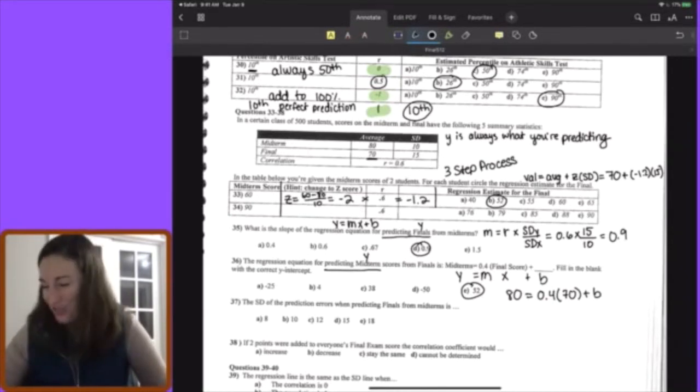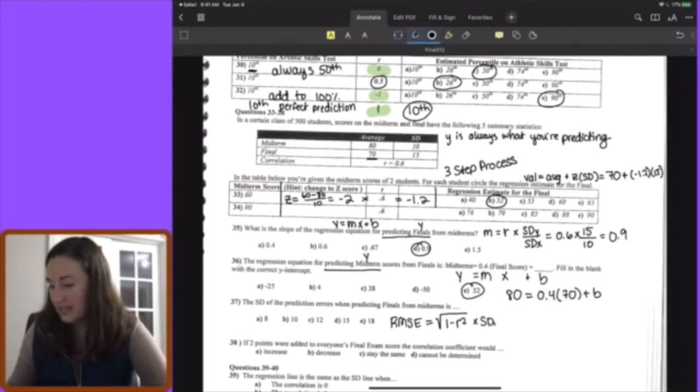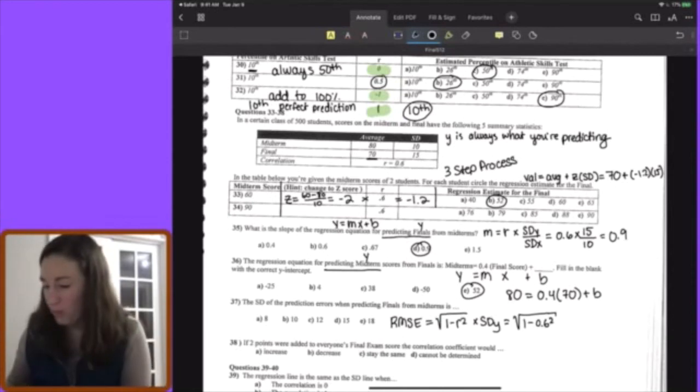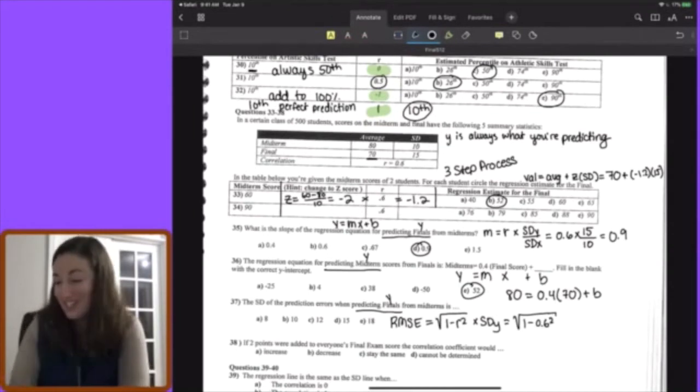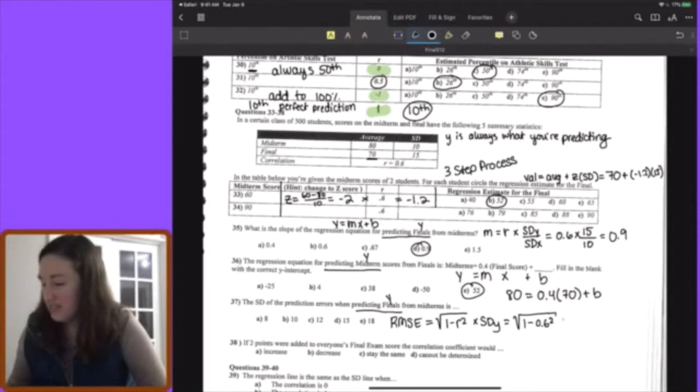Next question, the SD of the prediction errors, which is also known as the RMSE, is what? This is just basically saying, do you know how to use the formula? The formula is the square root of 1 minus r squared times the SD of y. In this case, r is still 0.6, and then the SD of y depends, again, on what we're predicting. This says we're predicting finals, so this is a lot to keep track of. So the SD of y in this case is 15. And I think I should get 12.